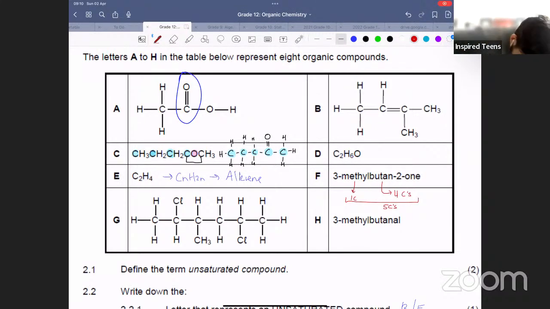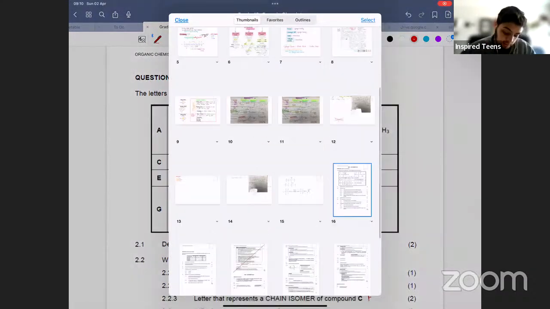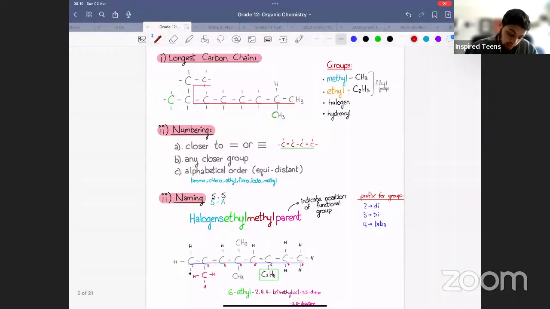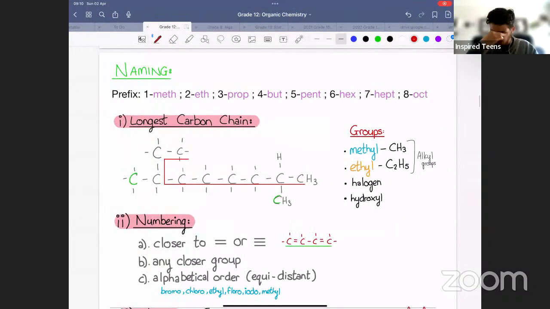Okay, so let's examine it. What are the steps to naming? Let's revise that really quickly. Naming consists of the following. You have to know your prefixes and your suffixes, of course. So the first step is to identify the longest carbon chain, the longest possible carbon chain. That's the first thing.